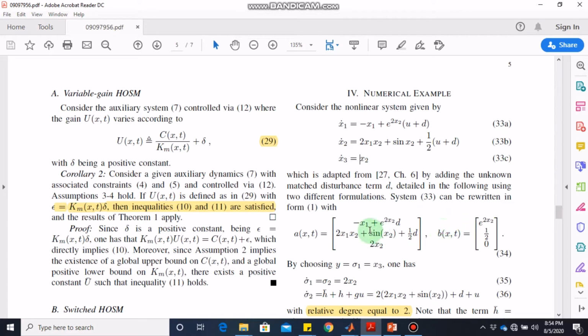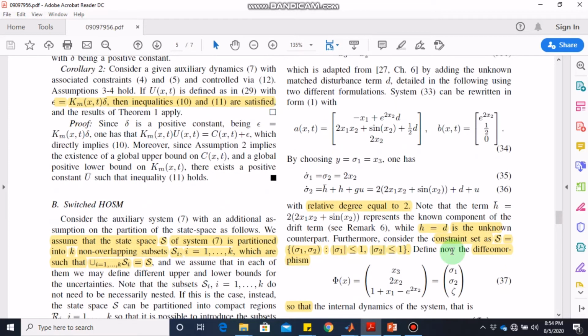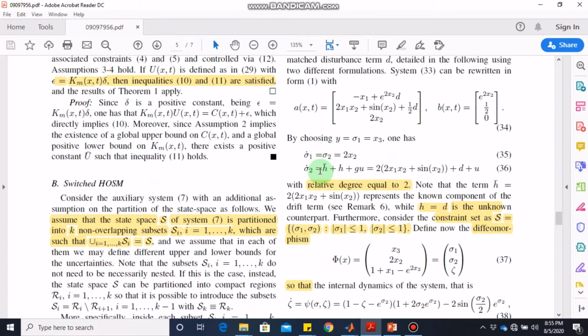You can see easily that when you convert equation 33 into matrix form, the a function becomes like this and the b function becomes like this. So this whole system is converted into the form of equations 1 and 2. Then you have to define the output. Of course, here the output has been defined to be equal to state x3. So x3 is the output of the system which we basically want to make equal to 0, and then of course the output is equal to the first sliding surface sigma 1.